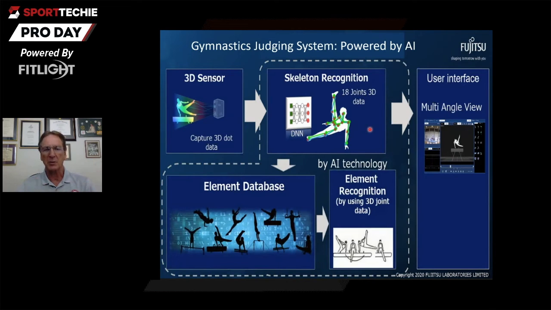Was the skill performed correctly? Was it the right height? Was it the right angle, etc.? And did they perform the skill, and what was the degree of difficulty of that skill? So it can compile all the skills from their routine and give them a total difficulty score.